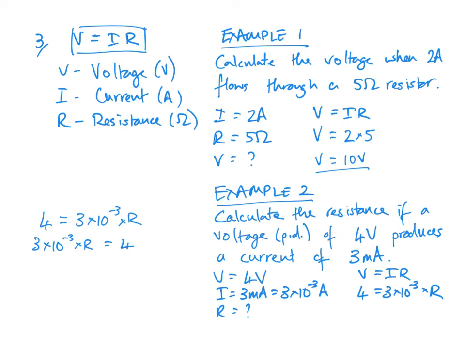Swap both sides to get the thing you're trying to work out on the left-hand side. So R's now over on the left-hand side. And then you need to get rid of whatever is with the R because you want a final answer of R equals. So I need to get rid of the 3 times 10 to the minus 3 in this case. So I do that by dividing by 3 times 10 to the minus 3. And whatever I do to one side of a formula, I've got to do to the other. So on the left-hand side here, those two 3 times 10 to the minus 3's cancel out. And I get my calculator out and I do 4 divided by 3 times 10 to the minus 3.